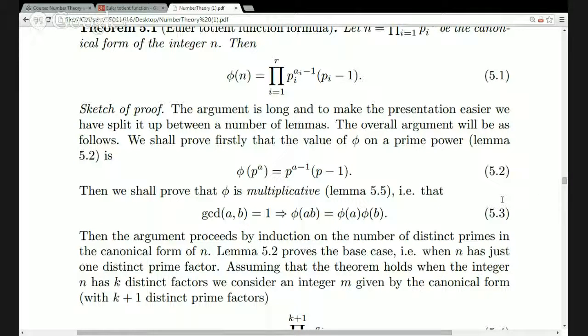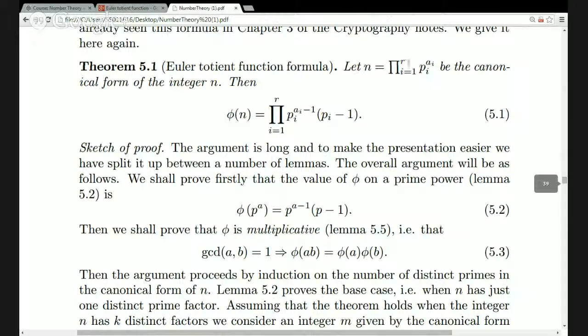But we're not going to induct on the value n. We're not going to start, say, proving it for n equals 2, and then showing that if it's true for n, it's true for n plus 1. We're not going to induct on the number n itself. What we're going to do an induction on is the number r. We're going to induct on the number of distinct primes there are in the prime factorization of n.